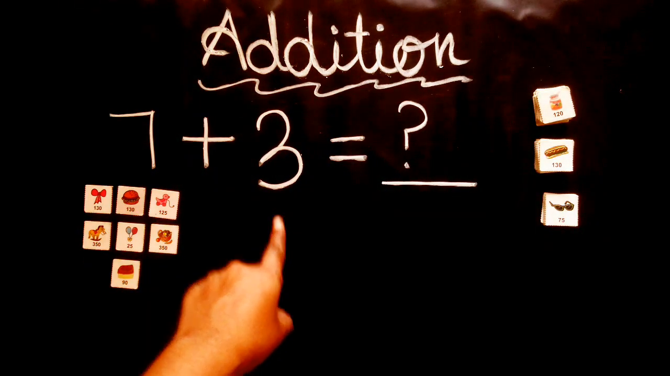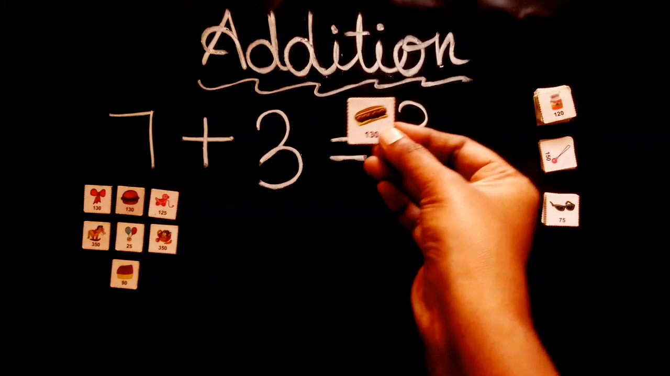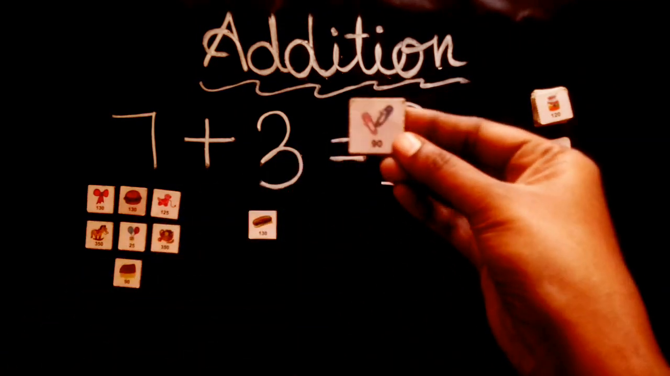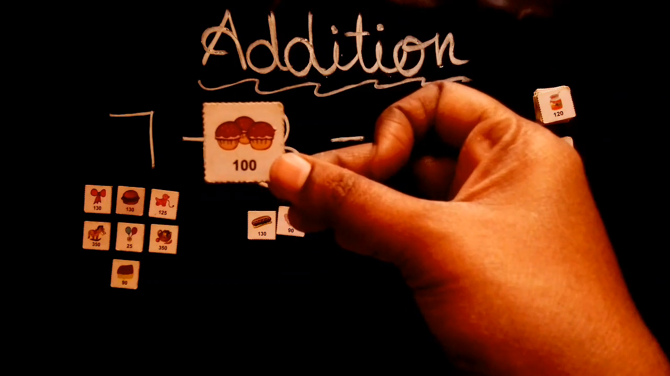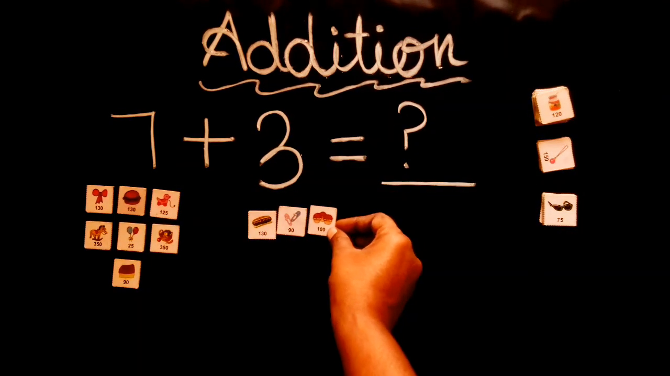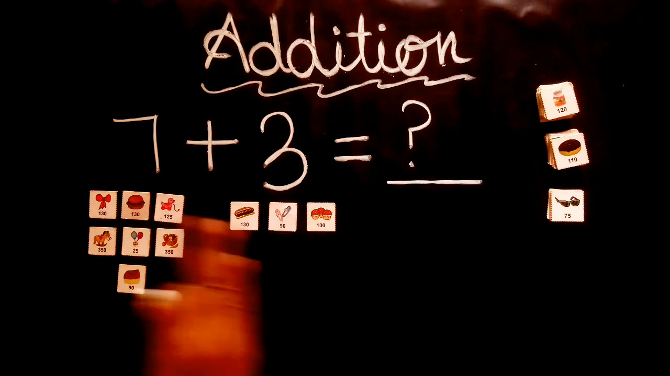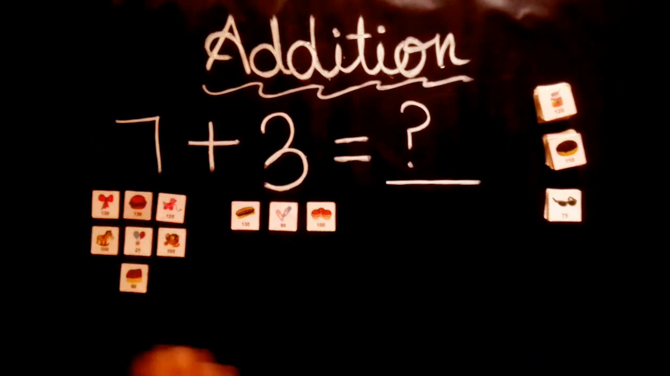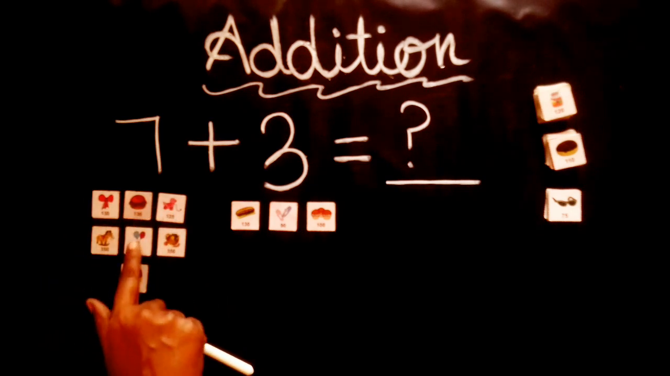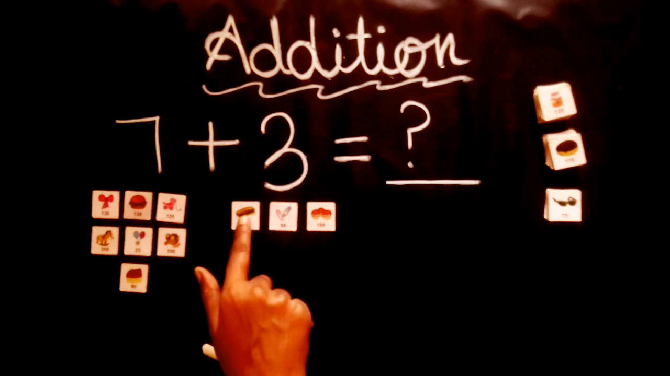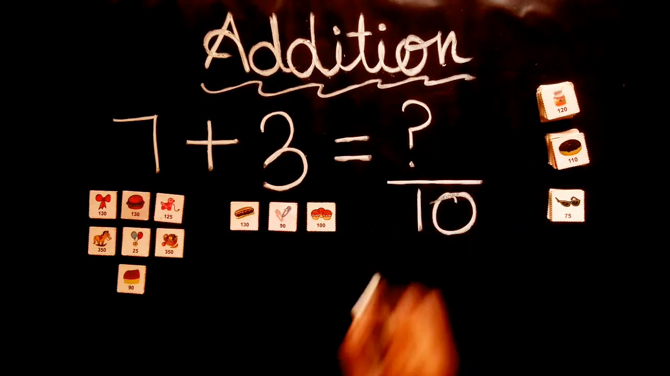In the place of 3, I am going to place 3 cards now. 1, 2, 3. Now we have to count all the cards together. Now let's start counting it from 1. So 1, 2, 3, 4, 5, 6, 7, 8, 9, 10. So the sum is number 10.